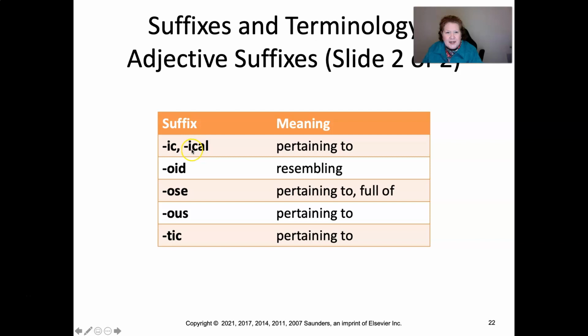Then ick and ickel are again pertaining to, but when do you use ick versus when do you use ickel? That will be something that you'll be learning. OSE versus OUS, very different spellings, but if they're both being used for pertaining to, you need to know which one is the right. Like adipose tissue would be an example of using OSE.